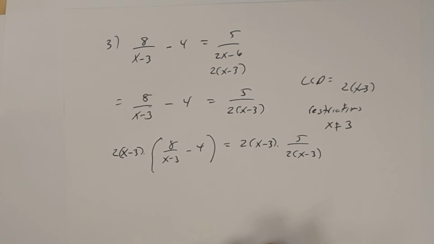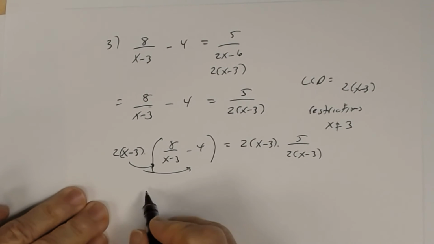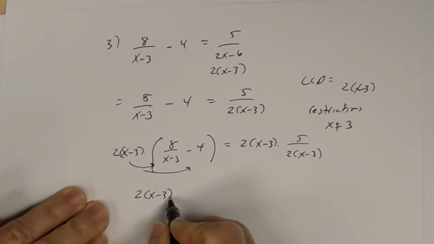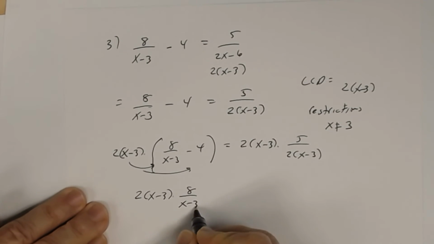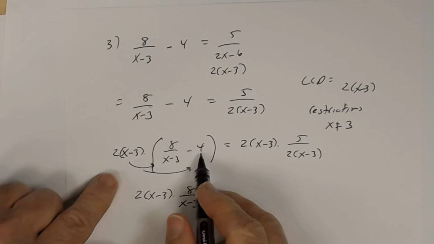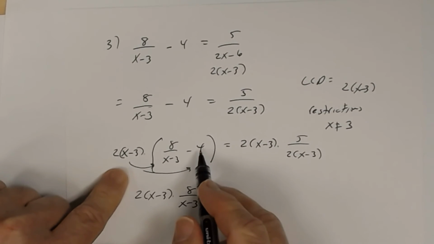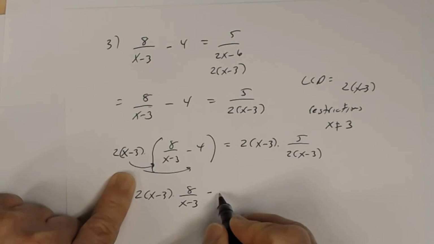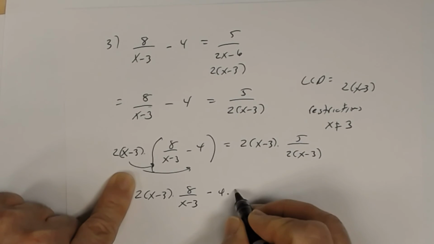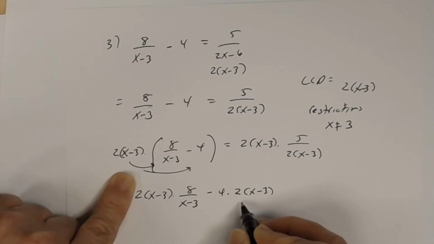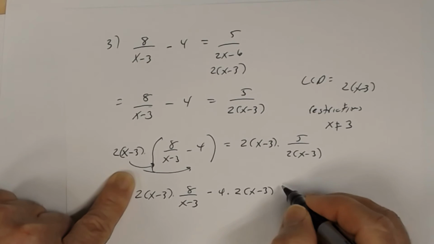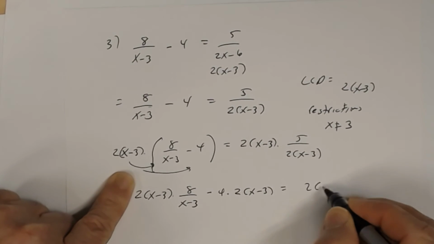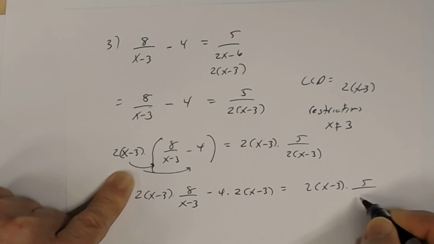Okay? The next step, remember, is to distribute here. So you get 2 times x minus 3 times 8 divided by x minus 3. Now be careful with this. A lot of students get caught up with this because they don't see a fraction. But remember, this has to be multiplied by this as well. So write it like this first. So say minus 4 times the LCD. So here's my LCD, like this. Leave it like this for right now so you don't mess up. Equal, I'm just going to rewrite this over. 2 times x minus 3 times 5 divided by 2 times x minus 3.